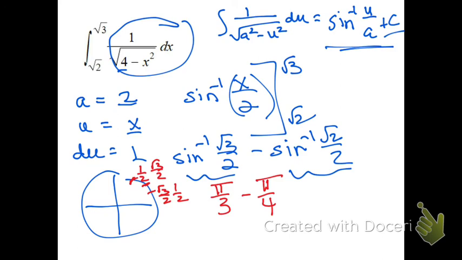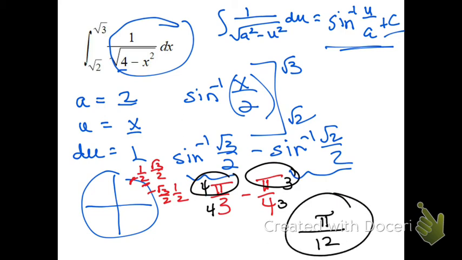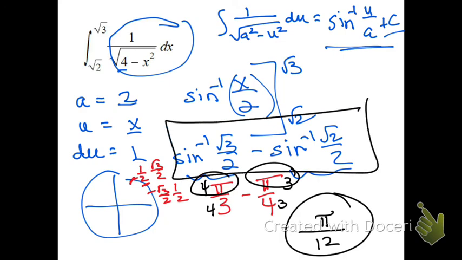Now you get a common denominator, change them both to twelfths. So multiply this one by 4. Multiply this one by 3. Common denominator is 12. So in the numerator, it would be 4 pi minus 3 pi, which is pi. And that's your answer.